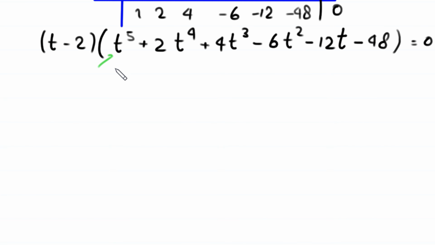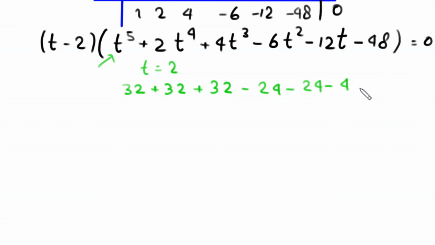Now in this second factor, if we check t equal to 2, then 2 to the power 5 is 32, plus 2 to the power 4 is 16, 16 times 2 is 32, and 2 cubed is 8, 8 times 4 is 32. 2 squared is 4, 4 times negative 6 is negative 24, and negative 12 times 2 is negative 24, which gives negative 48. This is equal to 0, which means that 2 is a solution of this equation.